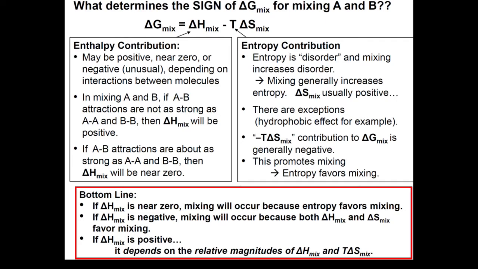If the delta H mixing is negative, which doesn't happen very often, then the enthalpy favors mixing, and the entropy always favors mixing, so you will end up with a negative delta G. It's when delta H mixing is positive that things are a little interesting, right? Because then it depends on the relative magnitudes of those two terms. And so if delta H mixing is a greater magnitude than the T delta S term, then if delta H is positive, then it makes delta G positive, okay? And if it's positive enough, they will not mutually dissolve.